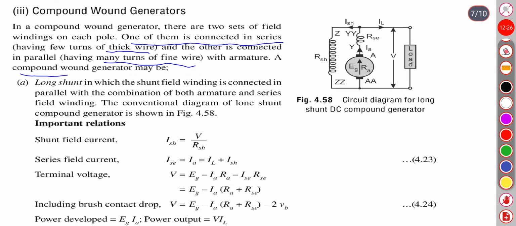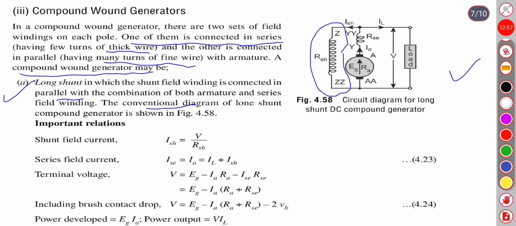A compound wound generator may be of two types. One is the long shunt, in which the shunt field winding is connected in parallel. So this is the long shunt. This is the field winding connected in parallel across the armature and series field winding. The conventional diagram is shown here.